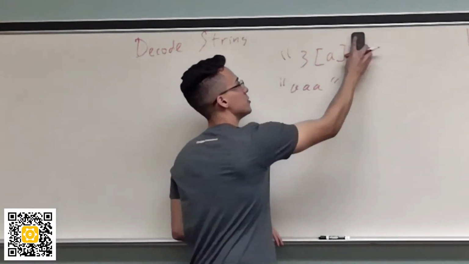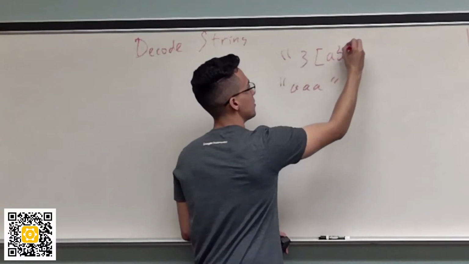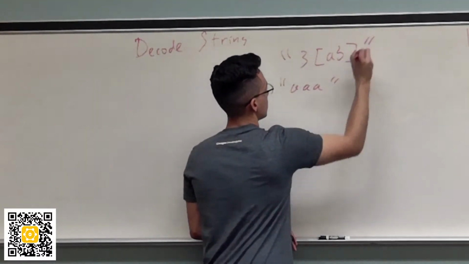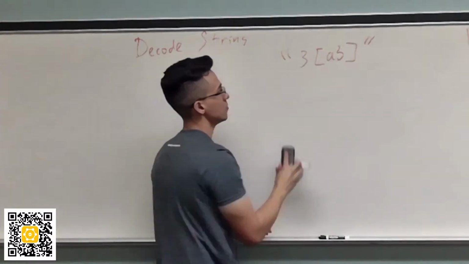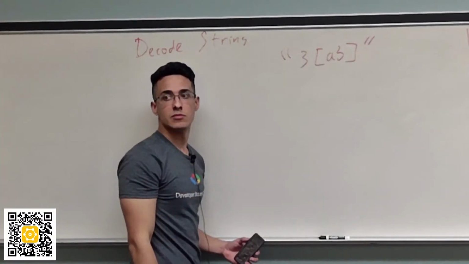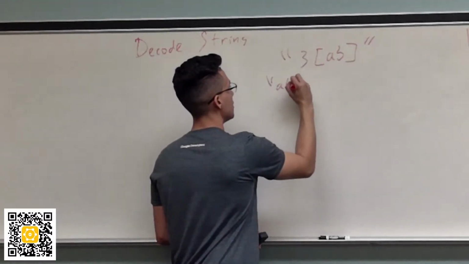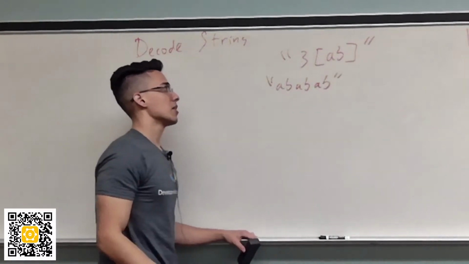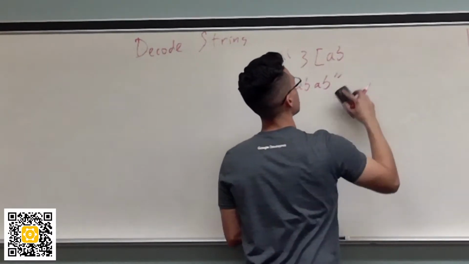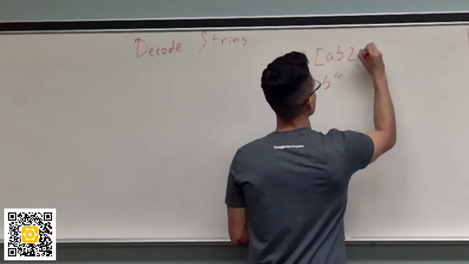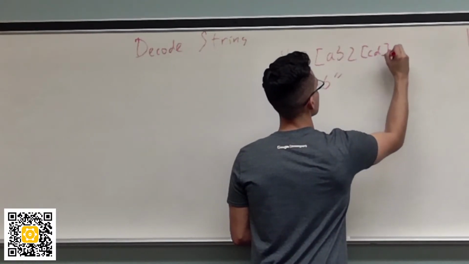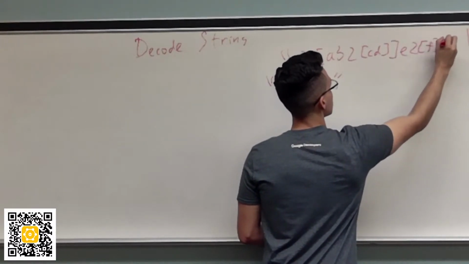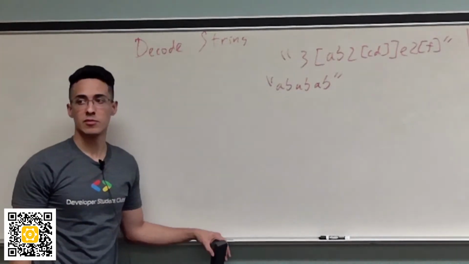I'm going to give another example. If it was AB, what would that give you? Yeah, so this will give you AB, AB, AB. And sometimes they might even throw you something hard like that.